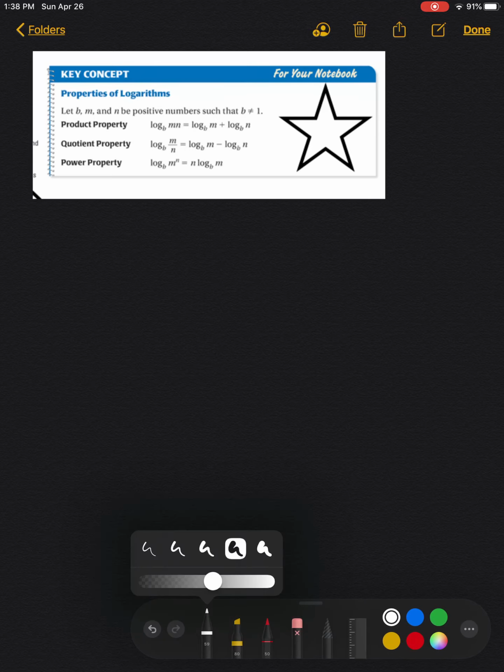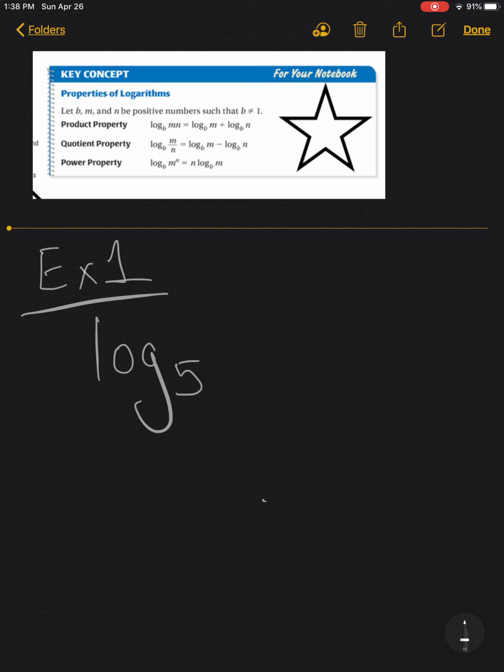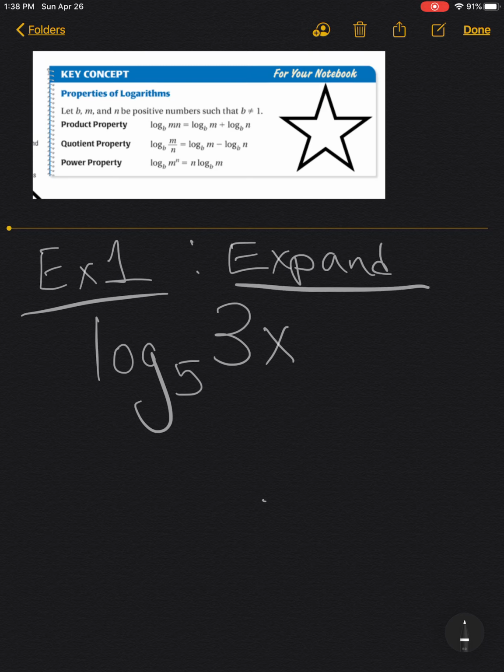Okay, so let me start with an example. Let's say you are given log base 5, I'm just making this up, of let's say 3x, okay? And the directions tell you here to expand. Obviously, there is nothing to evaluate because I don't have any values. We are just taking these properties from before and we are going to figure out which property we can use in order to expand this.